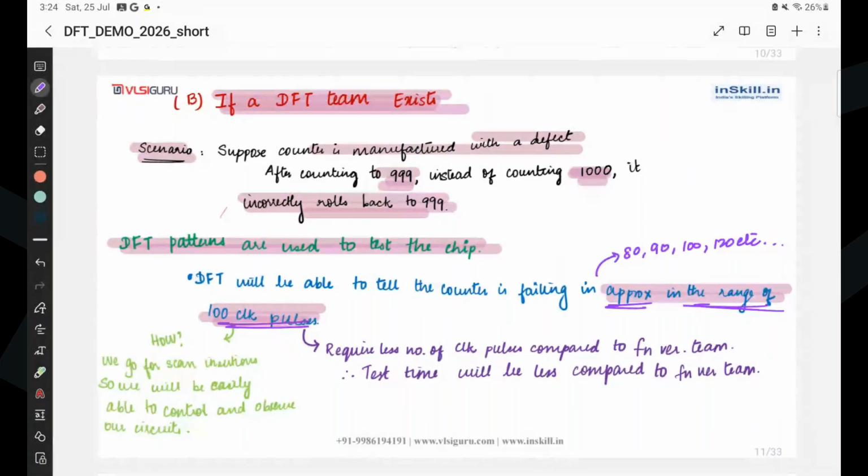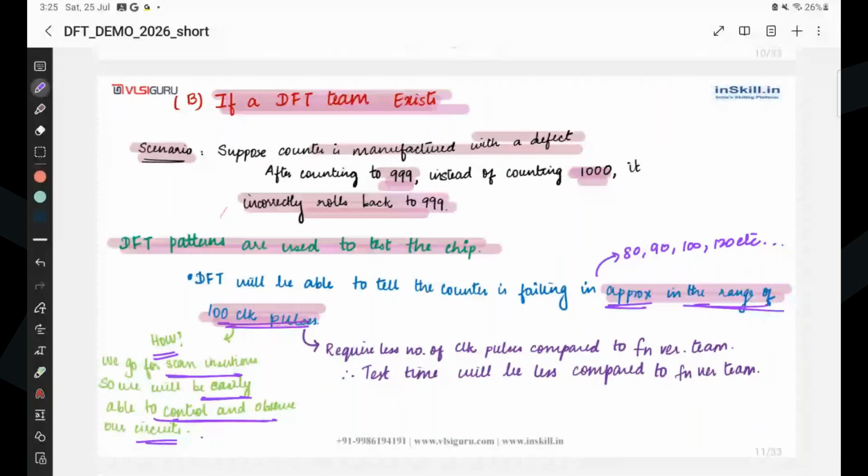And how are we able to tell that the counter is failing in significantly fewer clock cycles? It is because we will be going for a technique called scan insertion, because of which we will be easily able to control and observe our circuits. We will understand the scan insertion technique in more detail when we do the regular course.